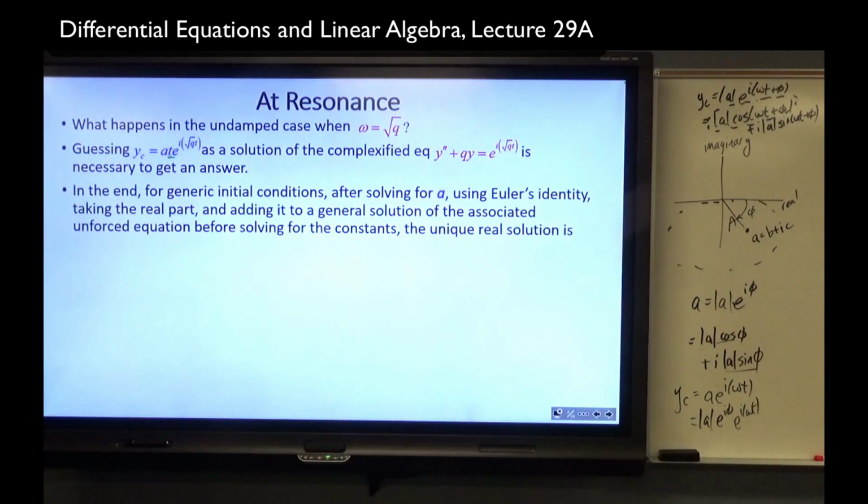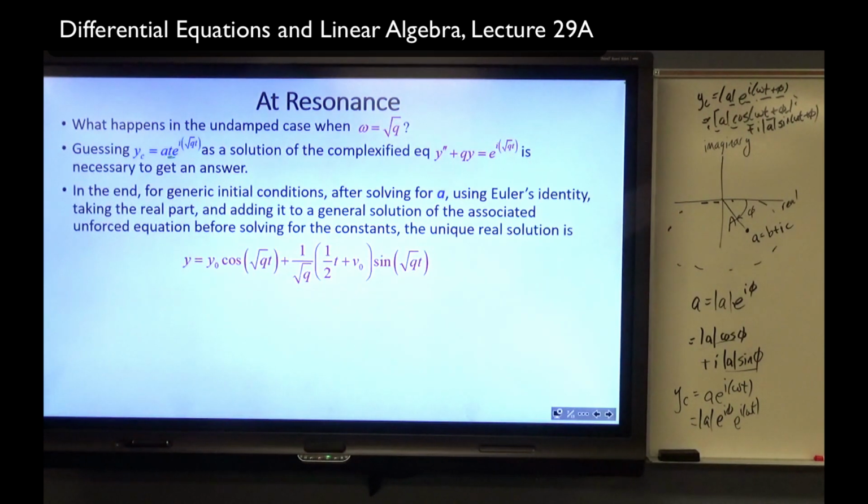In the end, for generic initial conditions, after figuring out what A is, using Euler's identity to expand this in terms of real and imaginary part, taking the real part, adding it to the general solution of the associated unforced equation, the YH, before solving your initial value problem, you get this formula. I got this from Mathematica.